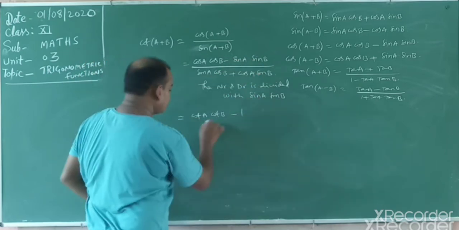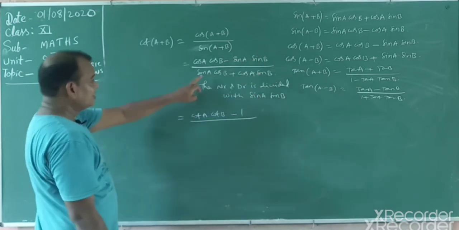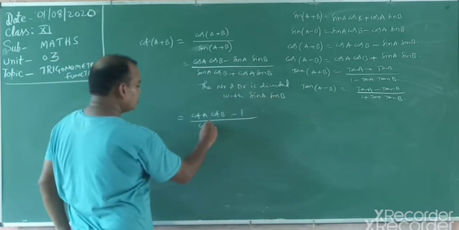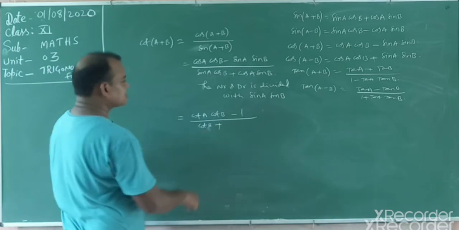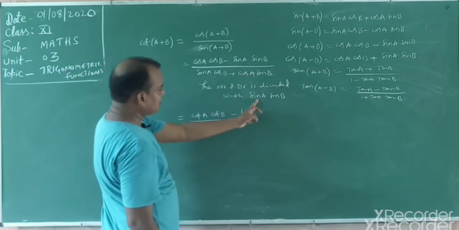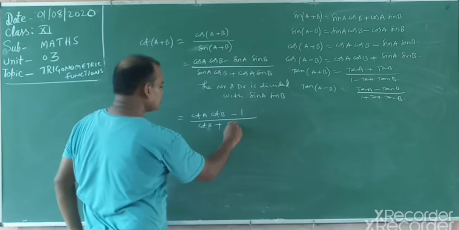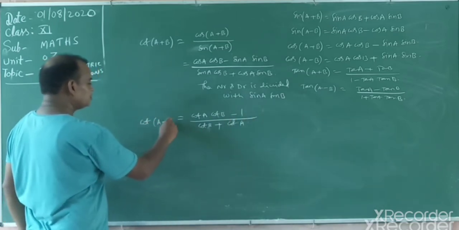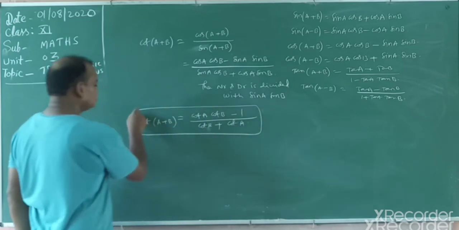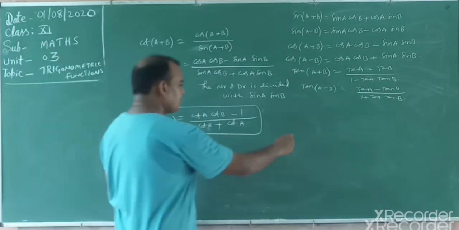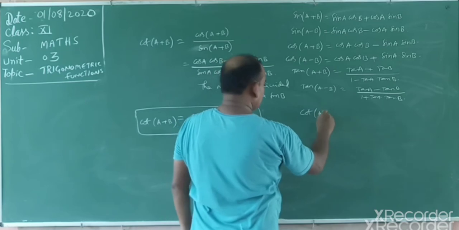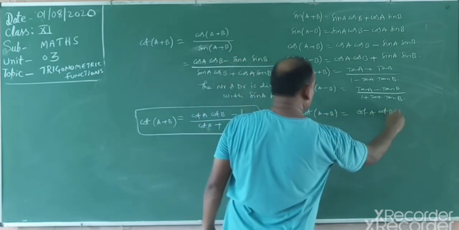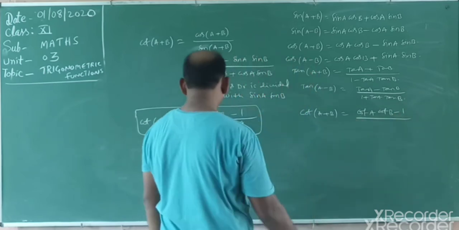Total cancel means 1. Understood? In the denominator, sin A cancels, cos B by sin B means cot B, plus cos A by sin A, cot A, sin B cancels. This is the formula of cot of A plus B. What is the formula of cot of A plus B? Cot A cot B minus 1 by cot B plus cot A.